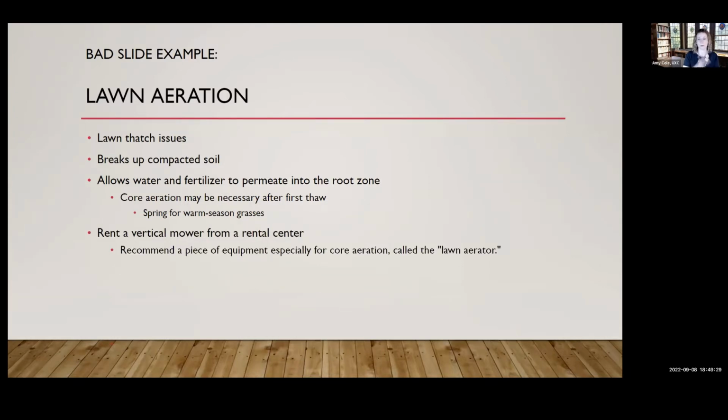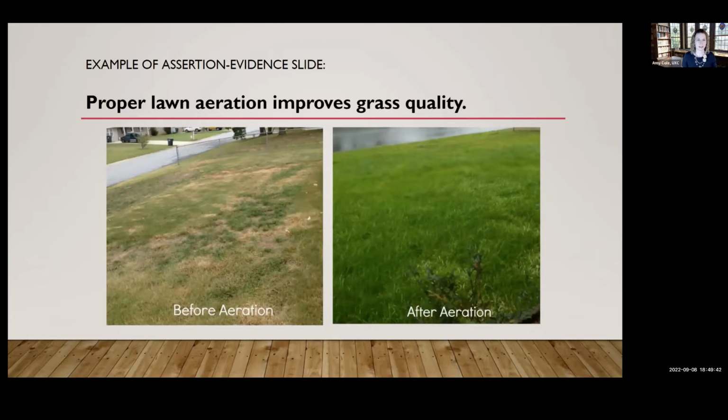And it's just bullet point, bullet point, bullet point. Somebody's standing there talking about each bullet point. At some point, I'm going to zone out. I don't really know what they're trying to tell me. Instead, with the assertion evidence model, this is an example of taking that same information and using the assertion evidence model. So my assertion is proper lawn aeration improves grass quality.